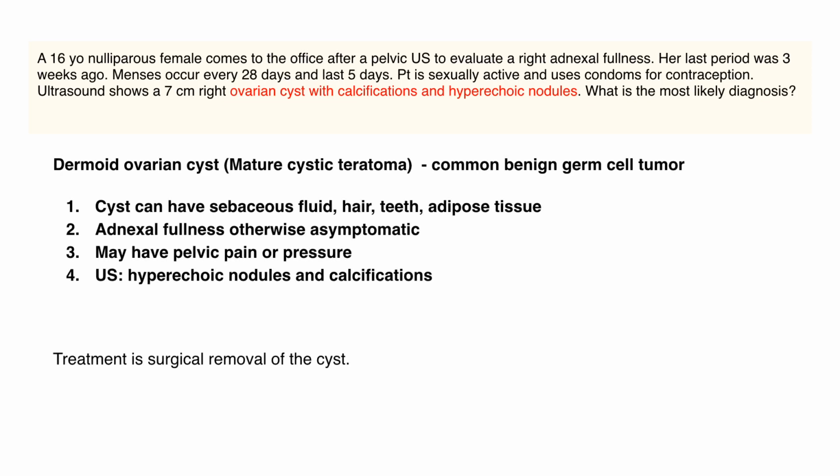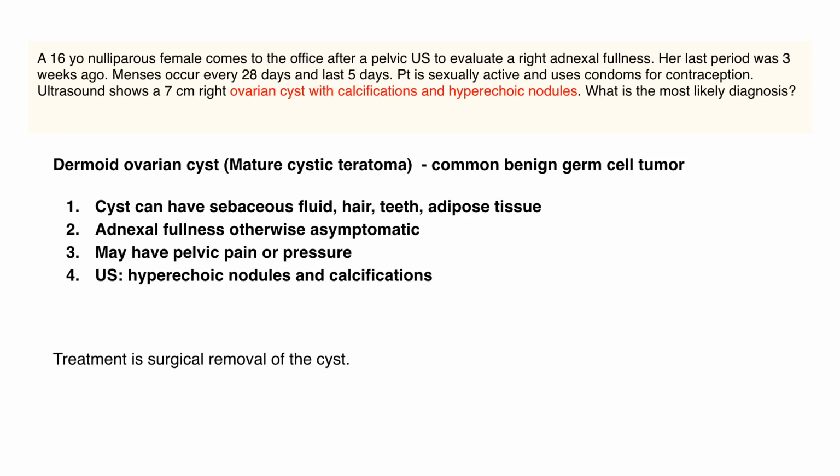So now we have a 16-year-old nulliparous female that comes to the office after a pelvic ultrasound to evaluate a right adnexal fullness. Her last period was 3 weeks ago. Menses occur every 28 days and last 5 days. She is sexually active and uses condoms for contraception. Ultrasound shows a 7 centimeter right ovarian cyst with calcifications and hyperechoic nodules. What is the most likely diagnosis?